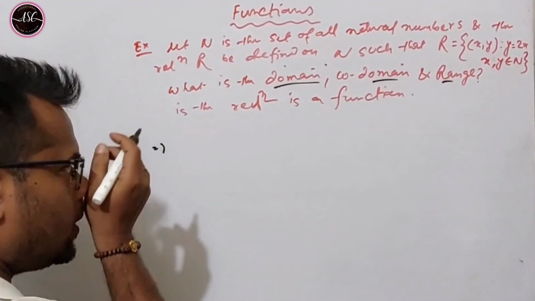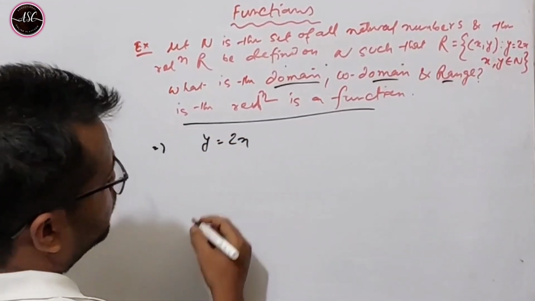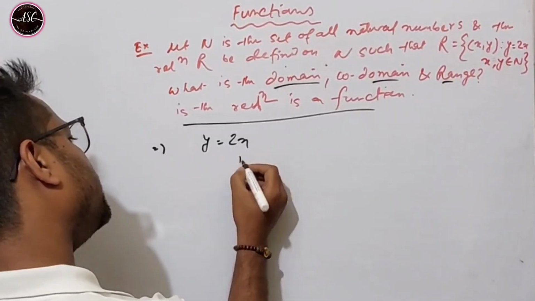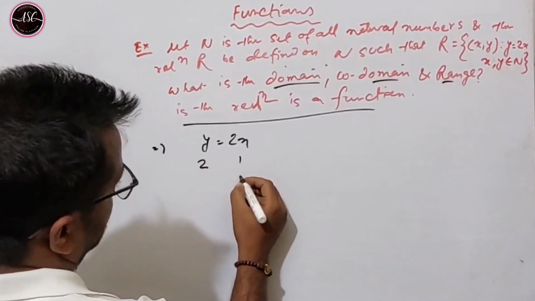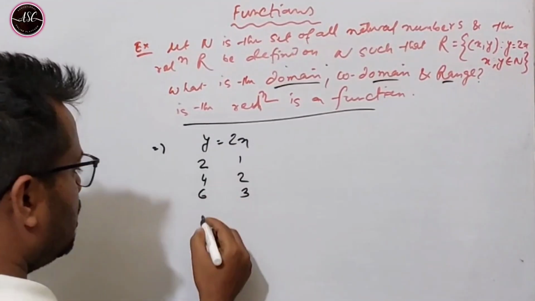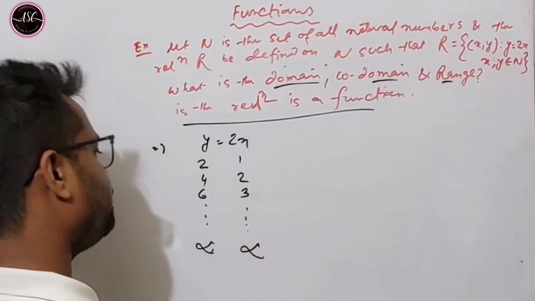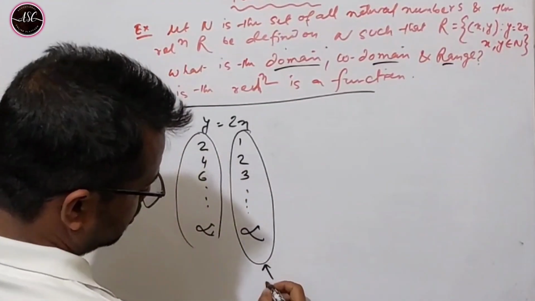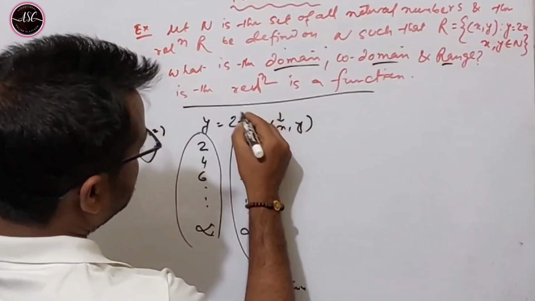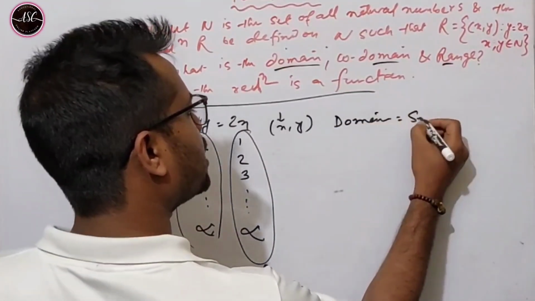Now just look at this. Here we have y equal to 2x. If we put x equal to 1, a natural number. Okay, so when x equal to 1, we get y equal to 2. Then x equal to 2, y equal to 4. x equal to 3, we get y equal to 6. Up to infinity. This is the domain. That means x in (x, y) form. The first element is x. This is the value of x. So the domain will be the set of all natural numbers.